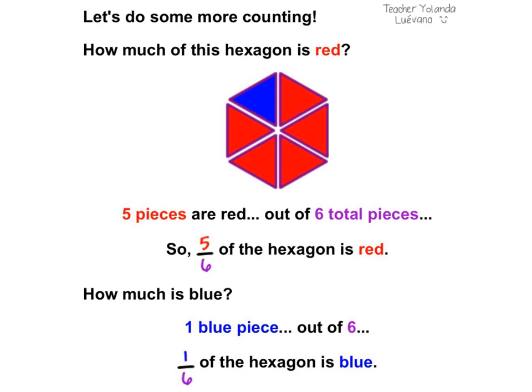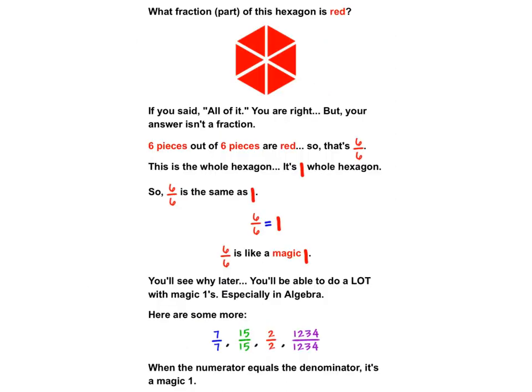Now let's do the opposite. How much is blue? 1 piece out of 6. So 1/6 of the hexagon is blue. Here it says, what fraction or part of this hexagon is red? Here we have 6 parts out of 6. All the hexagon is red.